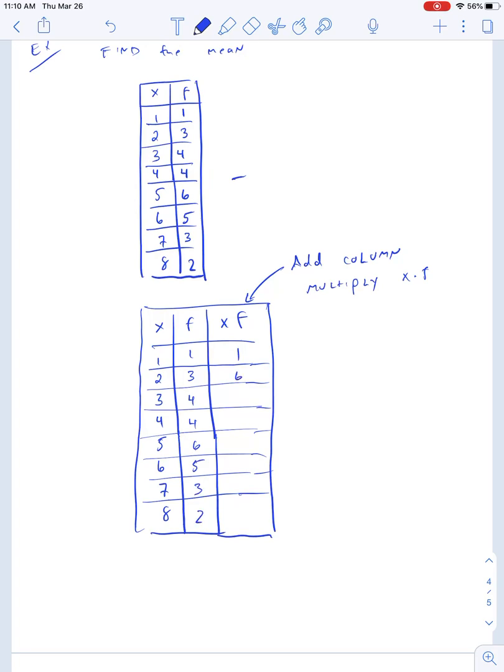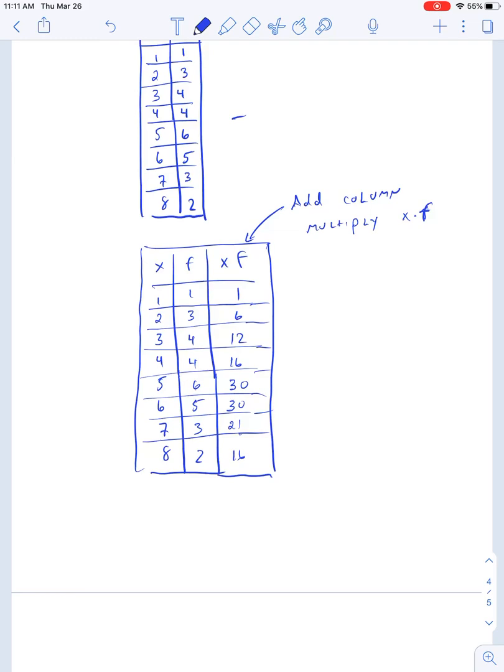So 1 times 1 is 1, 2 times 3 is 6, 3 times 4 is 12, 4 times 4 is 16, 5 times 6 is 30, 6 times 5 is 30, 7 times 3 is 21, 8 times 2 is 16. So we add a column where we're multiplying x times f. And remember, this means sum. We're going to sum that column.